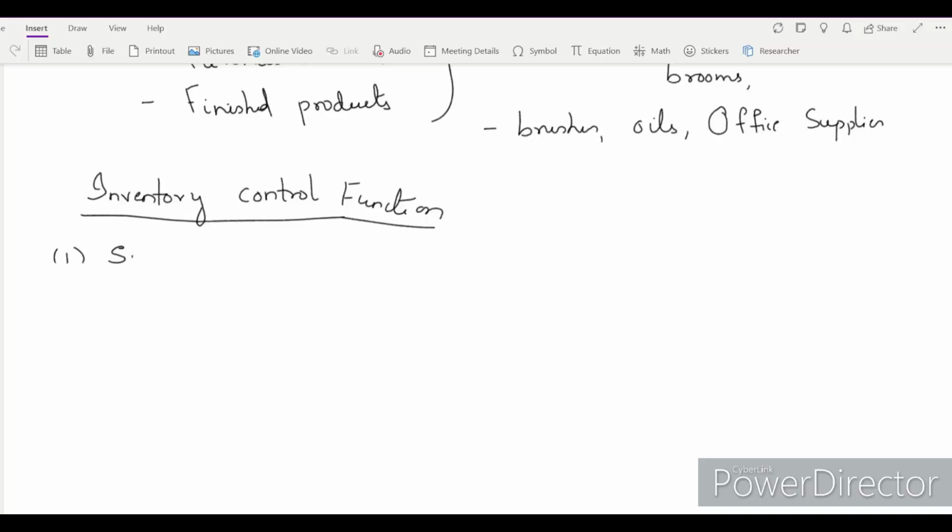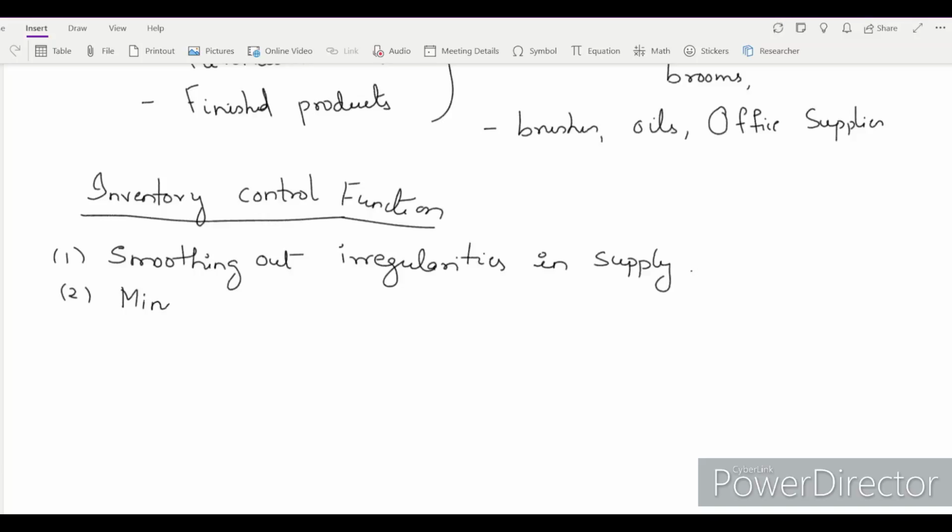So the first one is smoothing out irregularities in supply. It should not happen. Irregularity in supply should not happen. Then number two, minimizing the production cost. That is the ultimate aim of any production, without compromising the quality, isn't it?